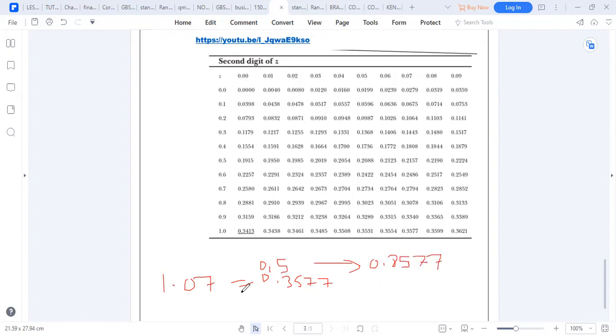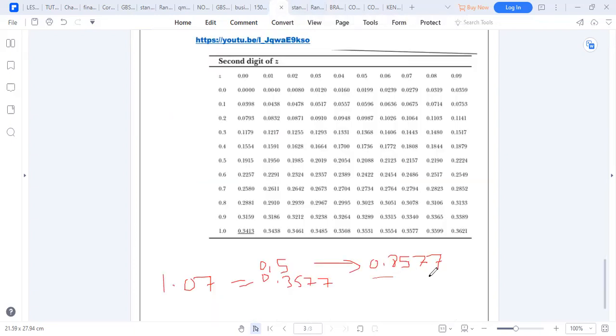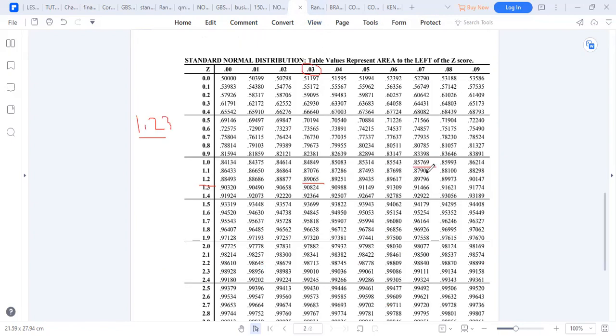So let's check on the other table. 1.07. What is our reading? 1.0 under 7. So you see, we get 0.8577 or 8569. This one has more digits than the other. So it's the same figure that you're getting, 0.8577. Even this one is 0.8577. The other one is rounded off.